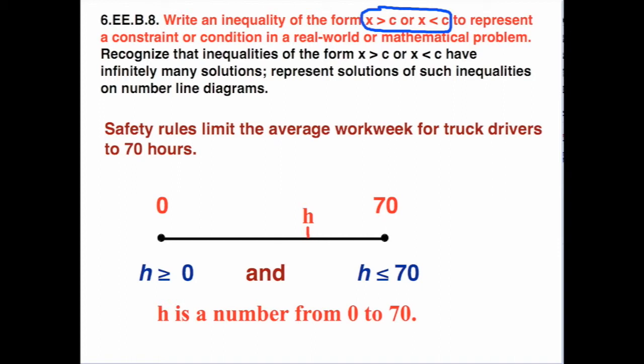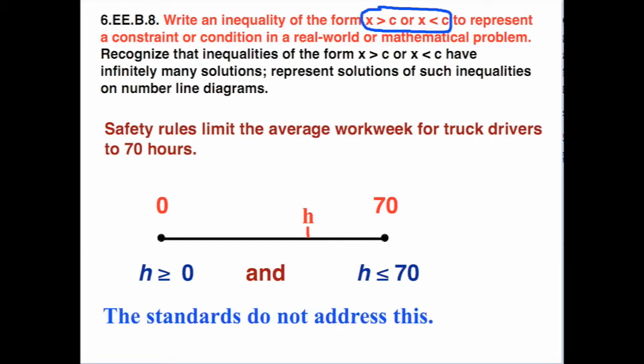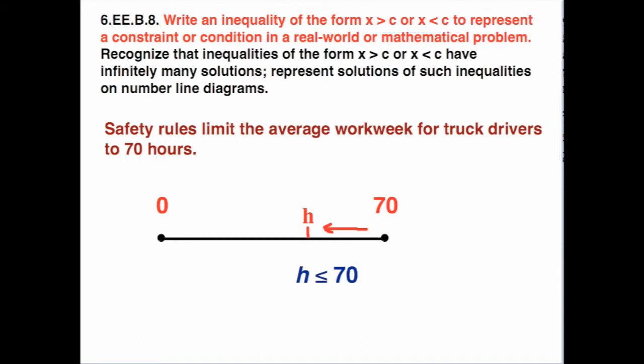In the standard, they only talk about x is greater than c or x is less than c. There's nothing to handle something like this that actually has two different conditions that have to be met. The standards don't address this. How do you express this? Well, let's see. The first condition is the number of hours has to be 70 or less. The second condition is that the number of hours has to be 0 or more.